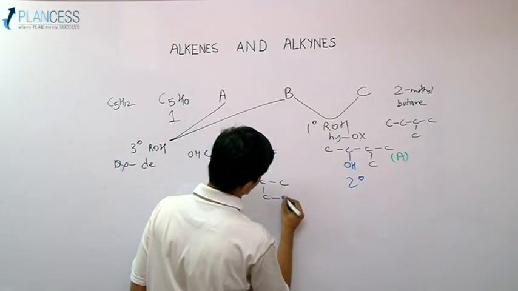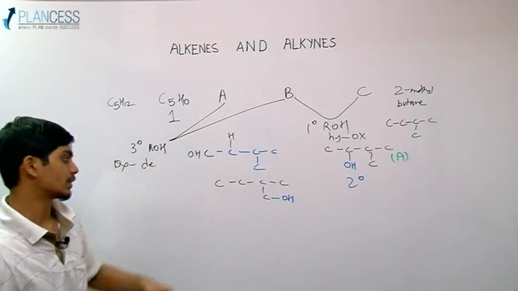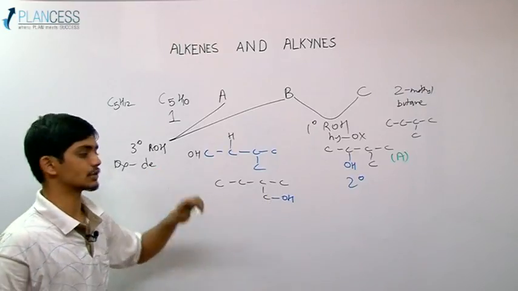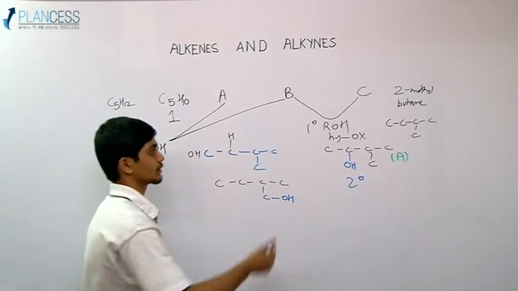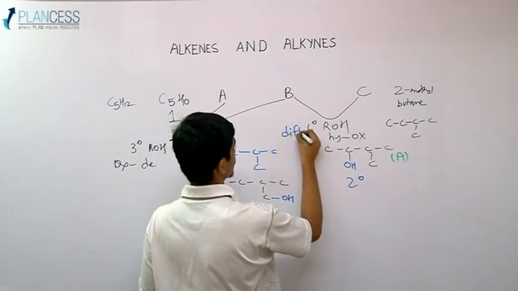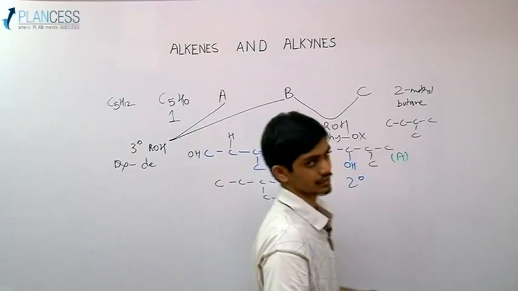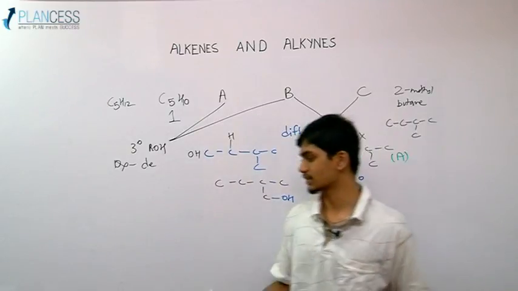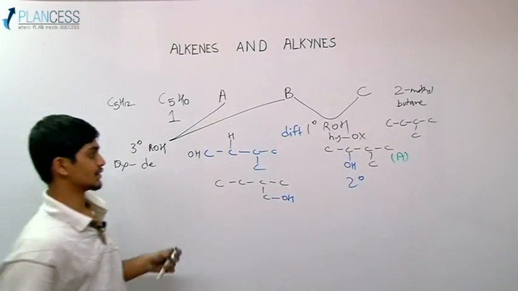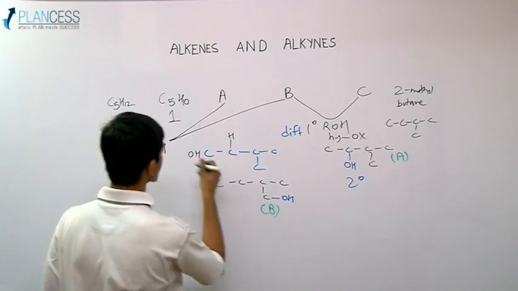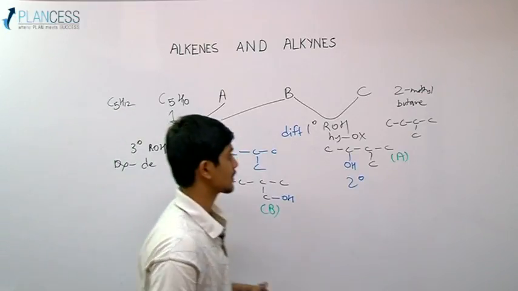Again anti-Markovnikov addition, you get an alcohol over here, and definitely these two alcohols are different. So different 1-degree alcohols on hydroboration oxidation, you get this type of structures. Fine, so we have identified what is A, B and C. Just for your convenience, I will write the answers.